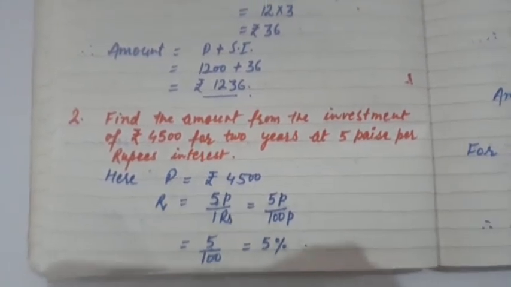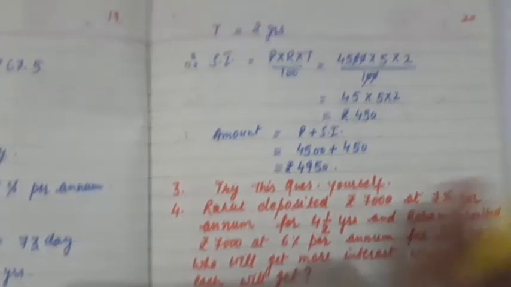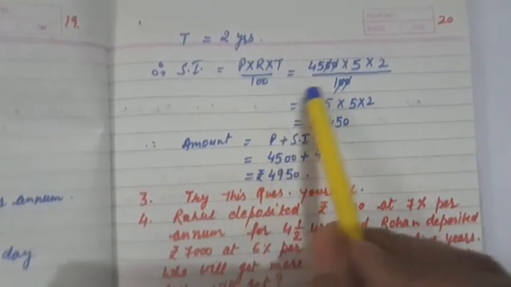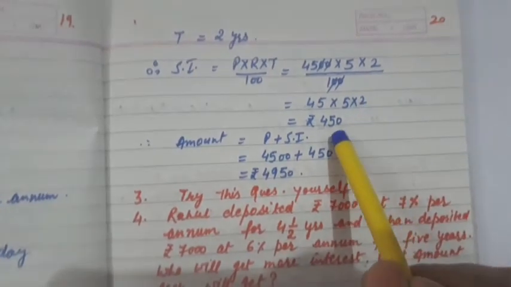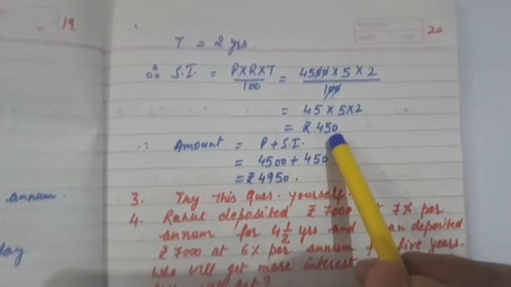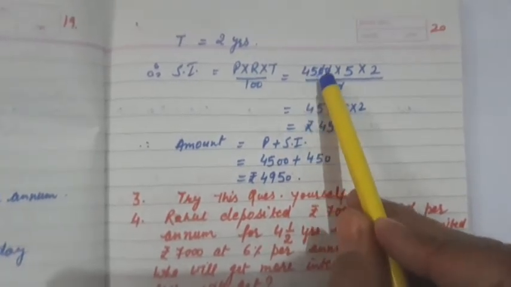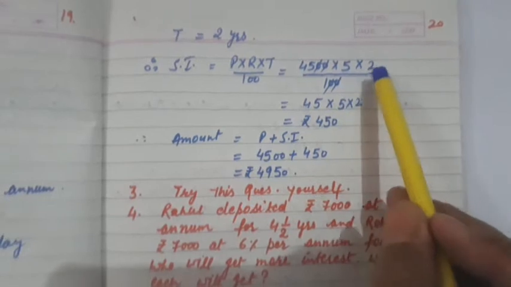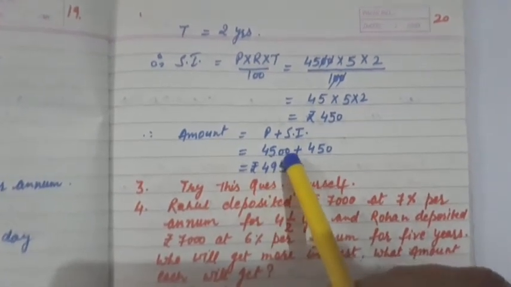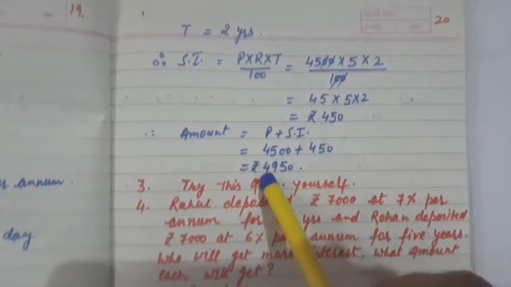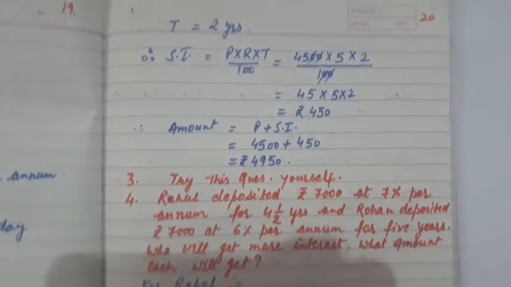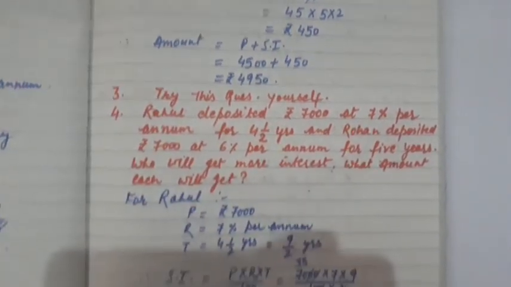The principal is 4500, and the time in this case is 2 years. Therefore the simple interest becomes P into R into T upon 100. After calculation we get 450 rupees. 450 is the simple interest on the amount 4500 for 5% rate of interest, and the time is 2 years. Therefore the amount after 2 years becomes 4500 plus 450, that is 4950 rupees. Question number 3 is the same as it is. You have to try it yourself.